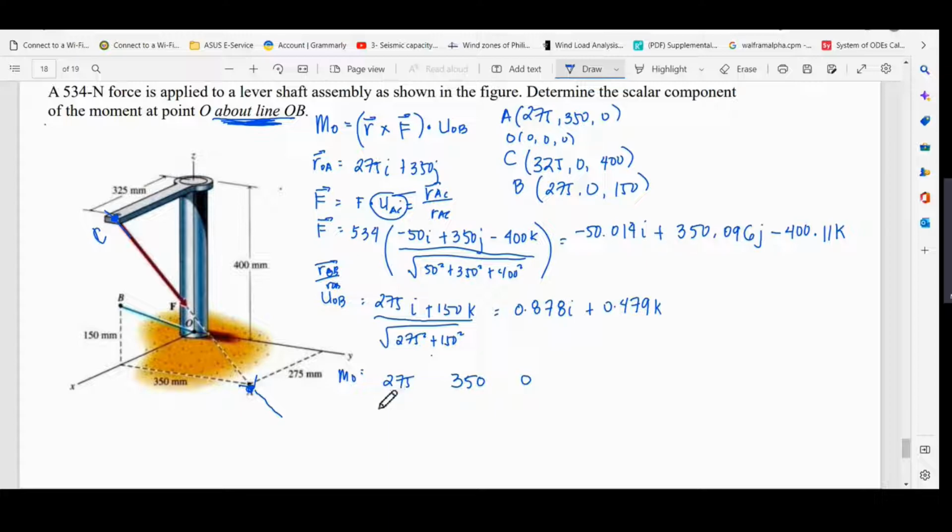F natin we have here negative 50.014. J is 350.096. And then we have negative 400.11. And then dot UOB. So we have 0.878. J niya is 0. K is 0.479. Okay.